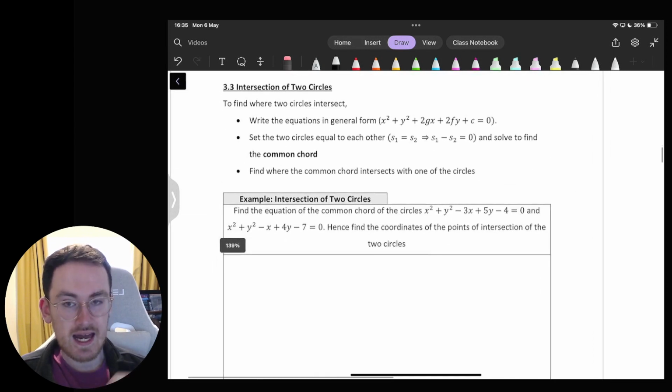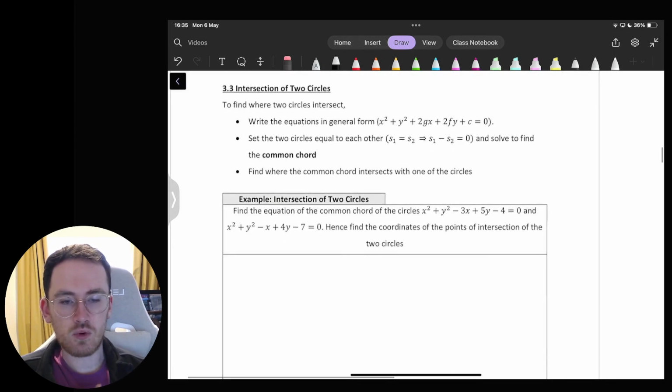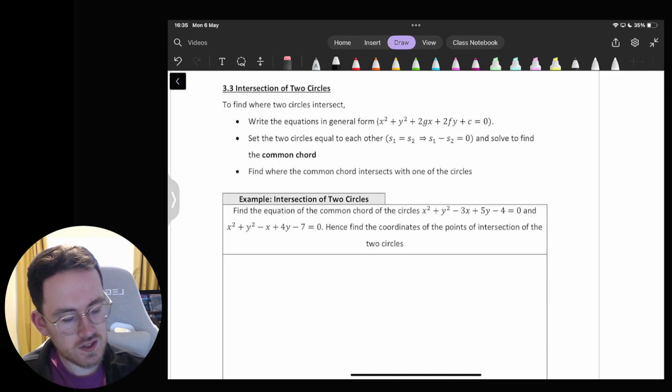Looking then at the last section, which is one of the two most important parts, the intersection of two circles. To find where two circles intersect, we're going to follow a specific pattern. So we write them in the general format that we have there. We note that for two circles to equal each other, similar to how we would have done with two lines, if they are equal, we can set the equations equal to each other. And in theory, we're really subtracting one circle from the other. What this is going to give us is the equation of the common chord.